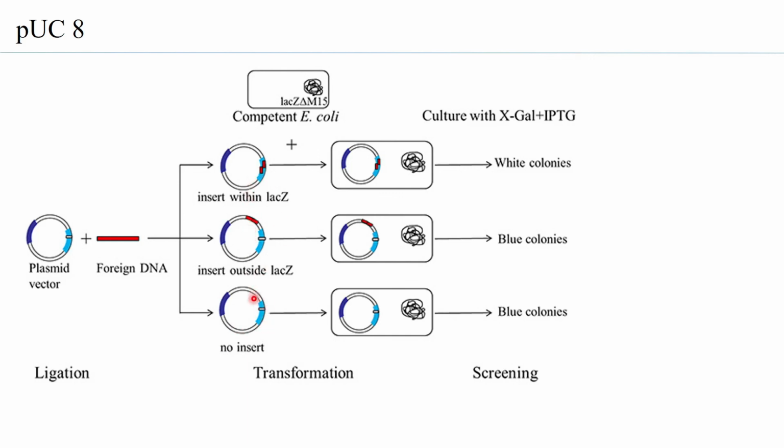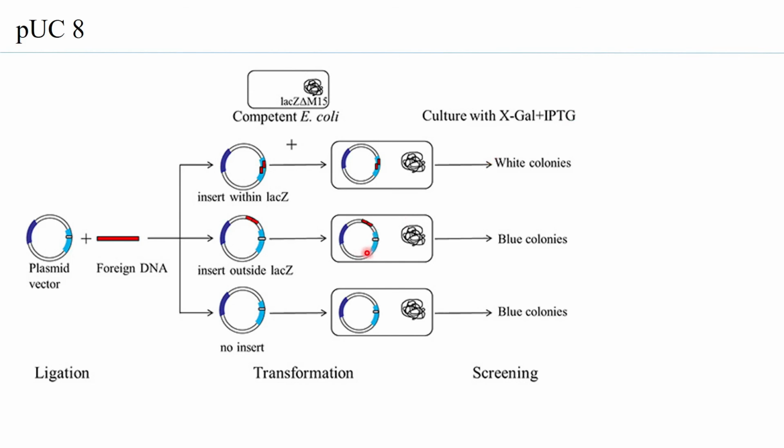So when these three possibilities are transformed into the mutant E. coli, which is made competent to take up these plasmids, you get three possibilities. One is with the gene of interest within the lacZ prime. So lacZ prime will not get formed, the product will not be formed. So the defective lacZ will remain as defective lacZ, and hence no beta-galactosidase will be formed. Therefore, when this grows in a media containing X-gal and IPTG, X-gal will not be converted into a blue product and you will get white colonies.